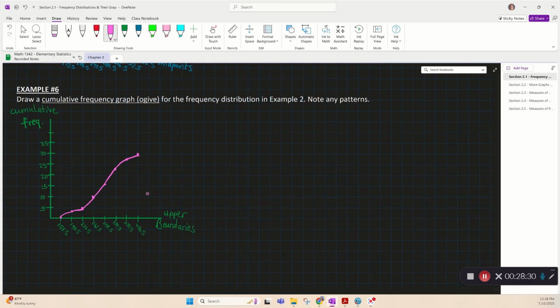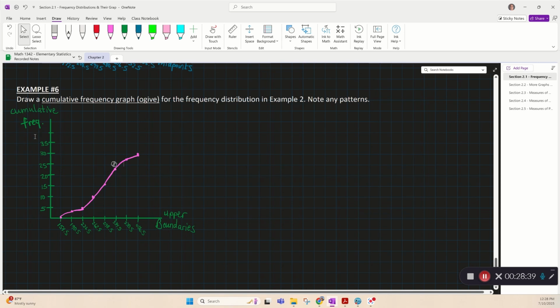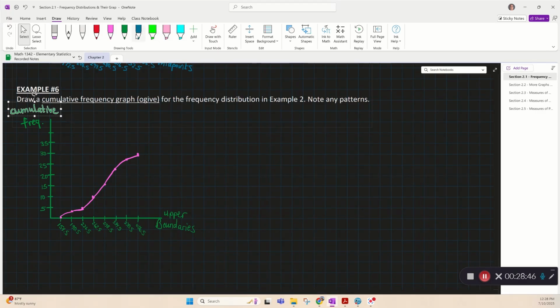That's all I ask of y'all. They're supposed to be smooth. They're not. But anyways. Okay, so what does this graph tell us? Well, one thing that this graph will tell us, if you look at this top number right here, this will tell you the sample size. Sample size equals 30. That last class, that upper boundary, it's cumulative. So that tells you sample size is about 30.